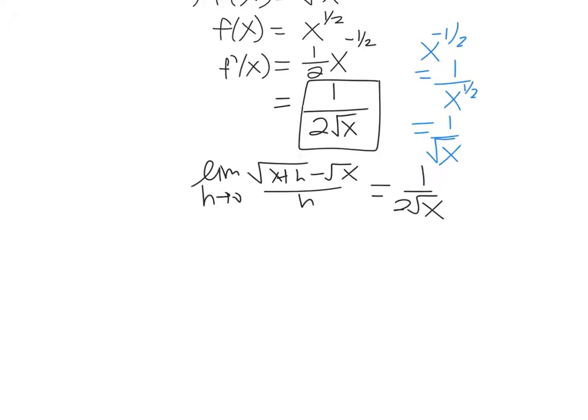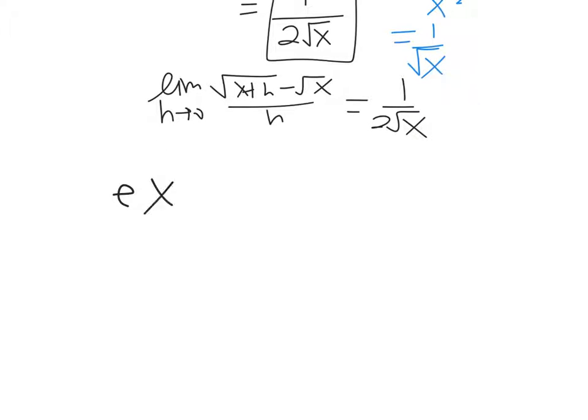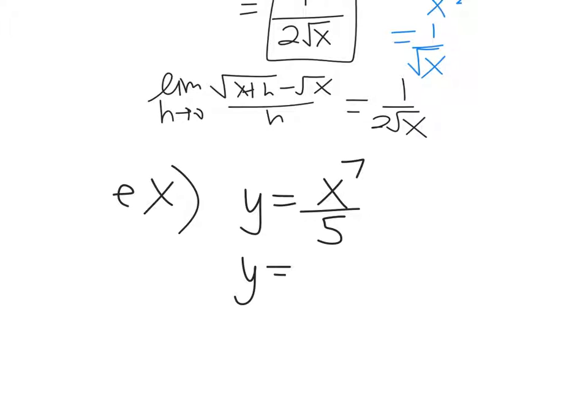Another one of these. Let's say you have y equals x to the 7th over 5. That bothers people. They think, oh, this is division. That looks weird. No, this is just 1/5 x to the 7th. That's the same thing, right? Do you agree with that? It looks kind of weird.